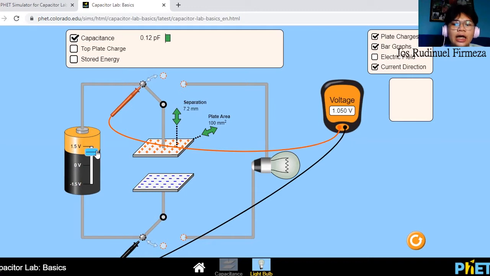And lastly, record the data gathered in capacitance and charge in plate. Capacitance and top plate charge are for you to determine the data that you are looking for. And that's all for the procedure. Thank you very much.